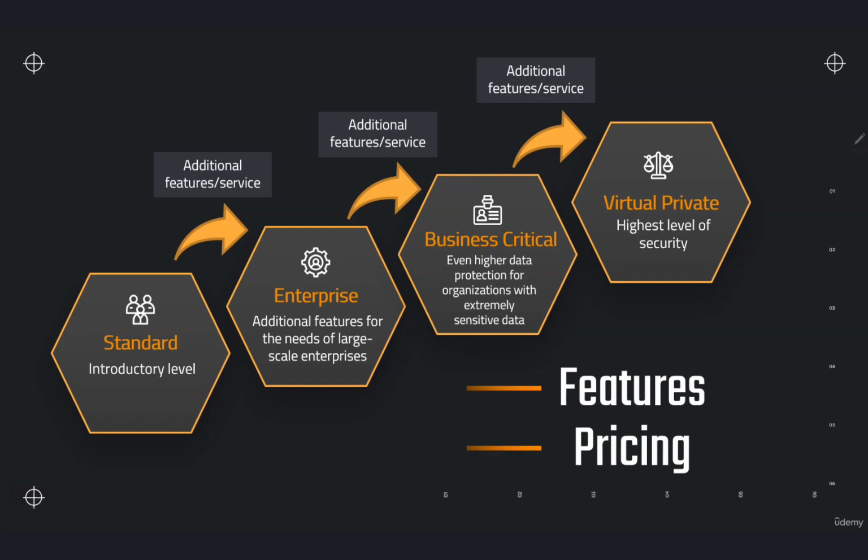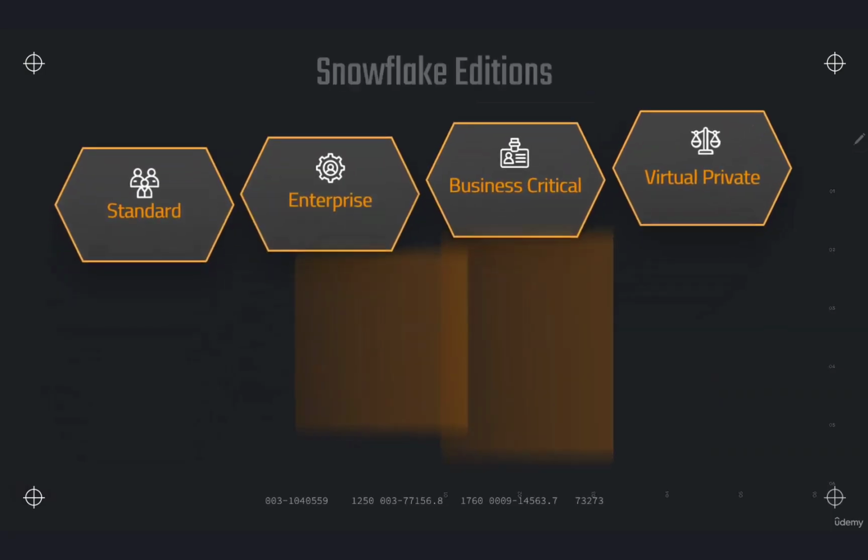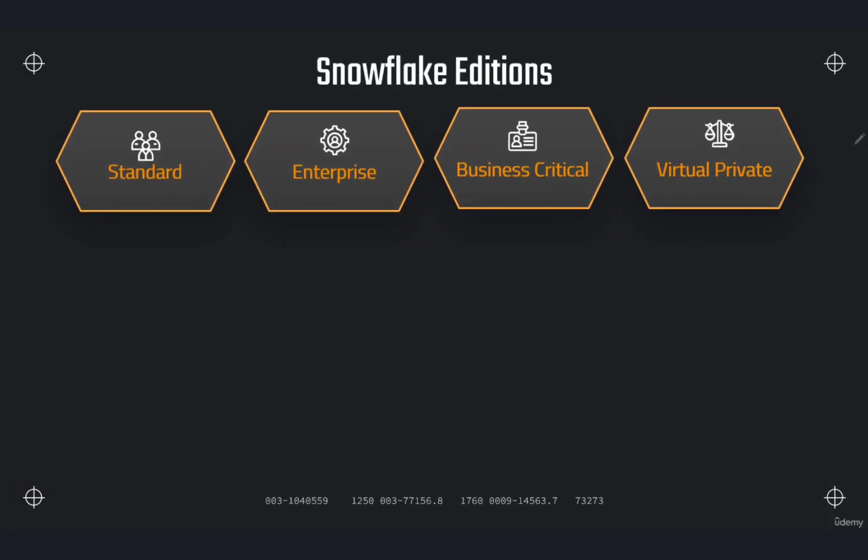So in the Virtual Private Edition, we have the highest level of security because in here we have dedicated servers. So this is not shared with other companies, but we have our own dedicated environment, dedicated servers. And now, of course, let's have a closer look at the different features because this is very important also for the exam. In the Standard Edition, we have, as mentioned, all of the important foundational features.